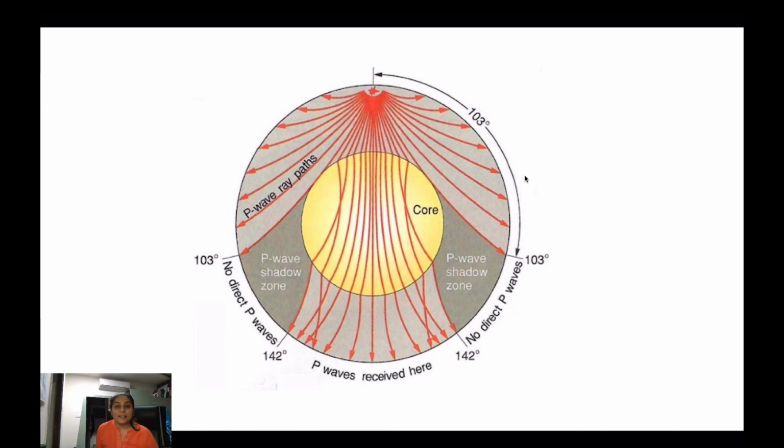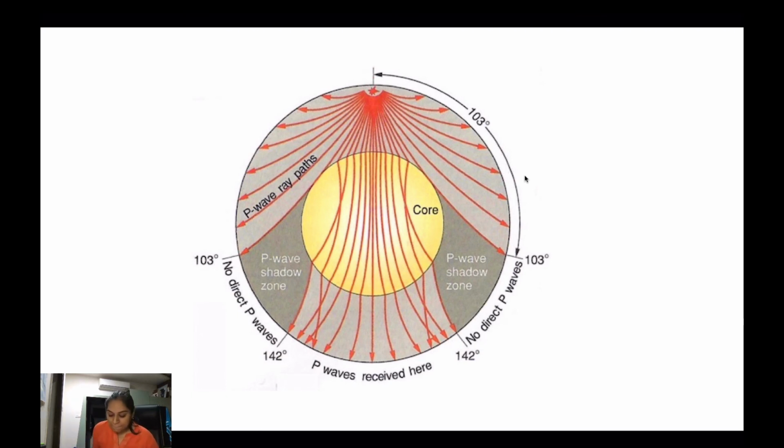Another thing that the scientists were able to conclude was that P waves travel fastest in the most dense mediums. Basically, if it is solid, it can travel the fastest. So it was found that the maximum speed of P waves was detected in the inner core, which meant that it is extremely dense.